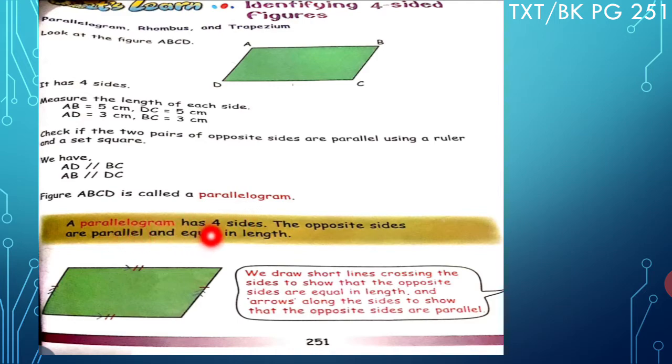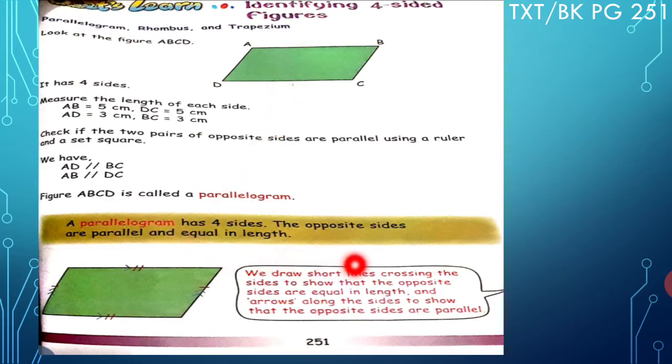A parallelogram has four sides, as we have read right now. The opposite sides are parallel and equal in length. You can see AD is parallel to BC and it is equal in length as well. Similarly, AB is parallel to DC, and both these lines are parallel to each other, and their lengths are equal to each other as well.